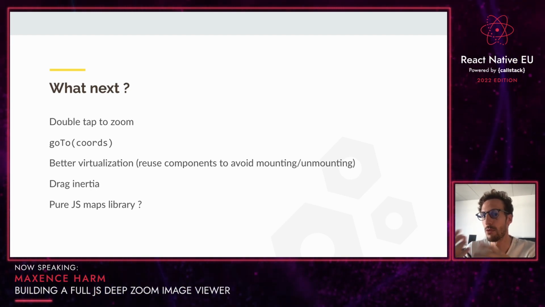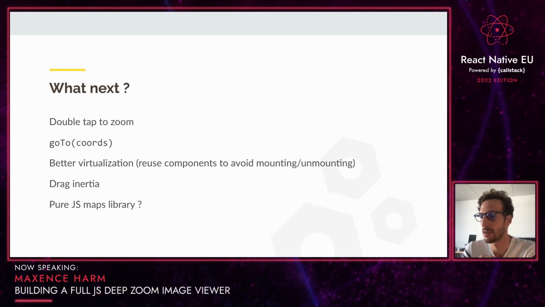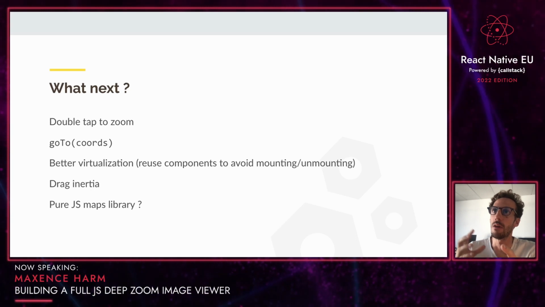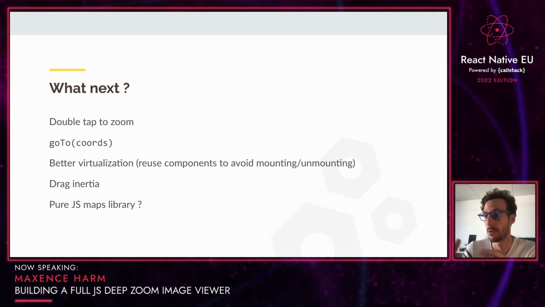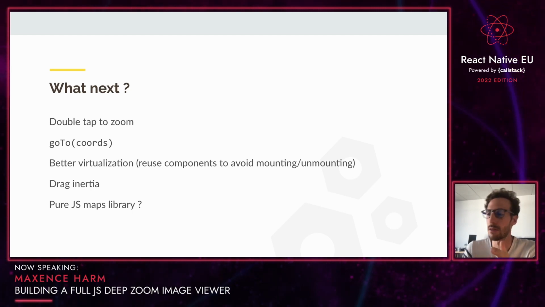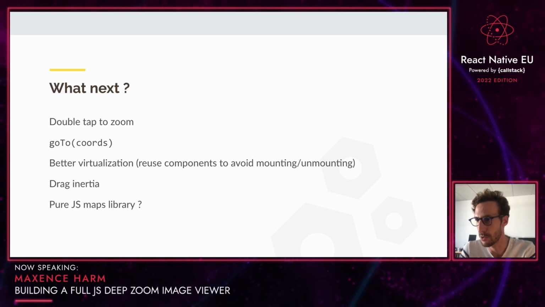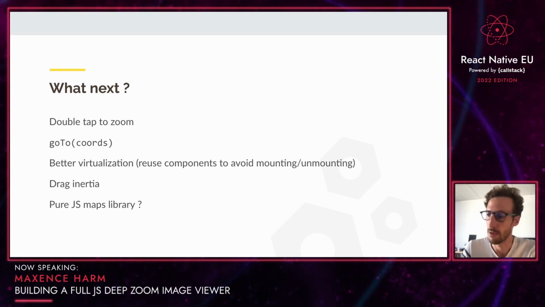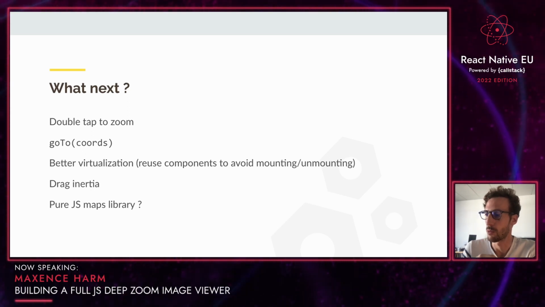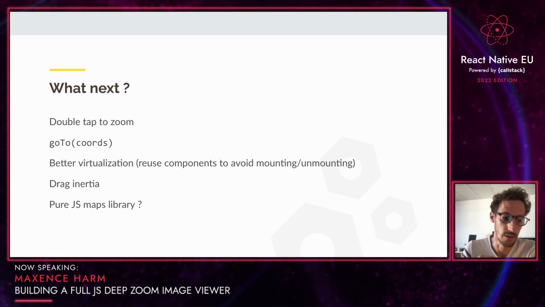But what really would be interesting, I guess, would be to see if that could be a building block for maybe a pure JS maps library. So now that React Native Maps is maintained again, it's not as important, but that could be an idea for the future of this component. For now, it's not open source; it's still in our project.